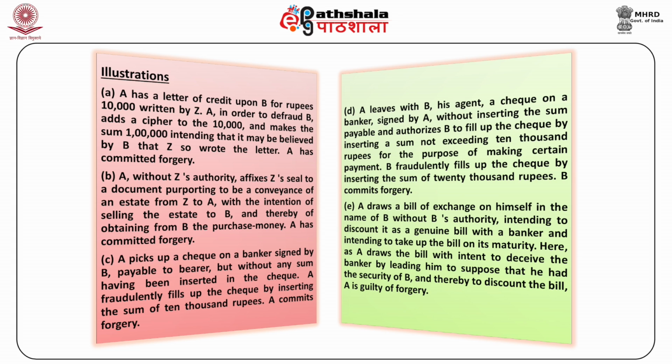B commits forgery. E. A draws a bill of exchange on himself in the name of B without B's authority, intending to discount it as a genuine bill with the banker and intending to take up the bill on its maturity. Here, as A draws the bill with intent to deceive a banker by leading him to suppose that he had the security of B and thereby to discount the bill, A is guilty of forgery.